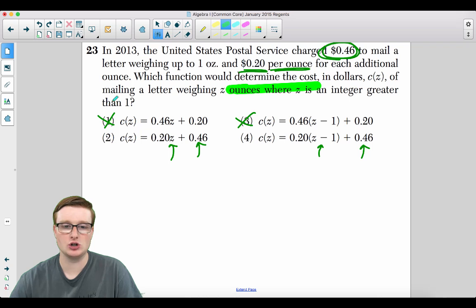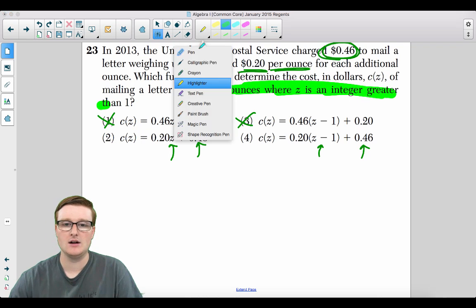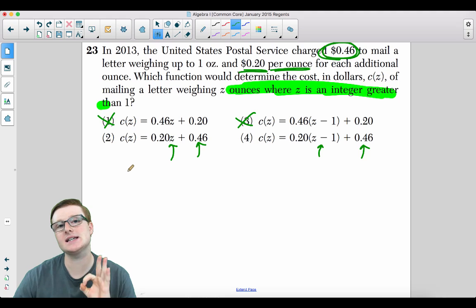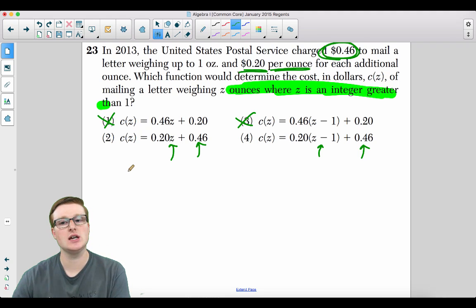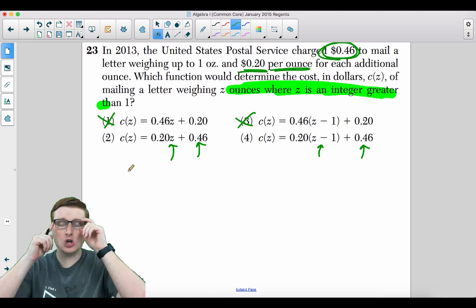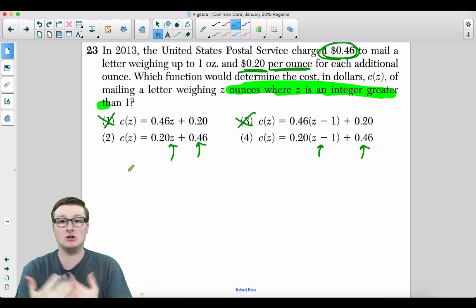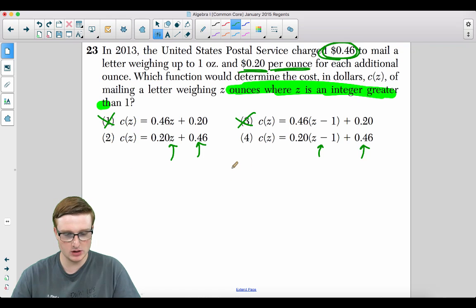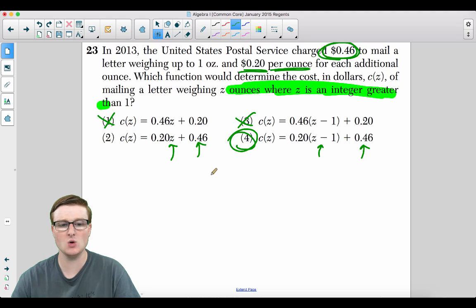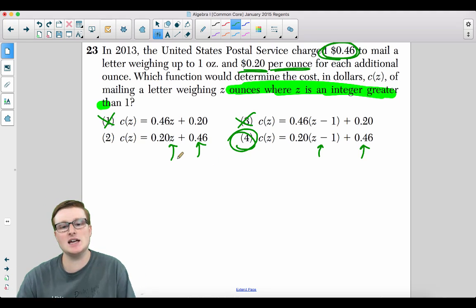Z is an integer greater than 1. The first ounce is 46 cents. Each additional ounce is 20 cents. But when you talk about ounces and how much it costs, you need to take into account that the first ounce was already paid for. Your answer is going to be choice 4. Because choice 2 is suggesting that you owe 46 cents and you owe 20 cents for the first ounce. No, you owe 46 cents for the first ounce and then followed by 20 cents for each additional ounce. So you need to take away that 1 value. So that's why it is going to be choice 4.